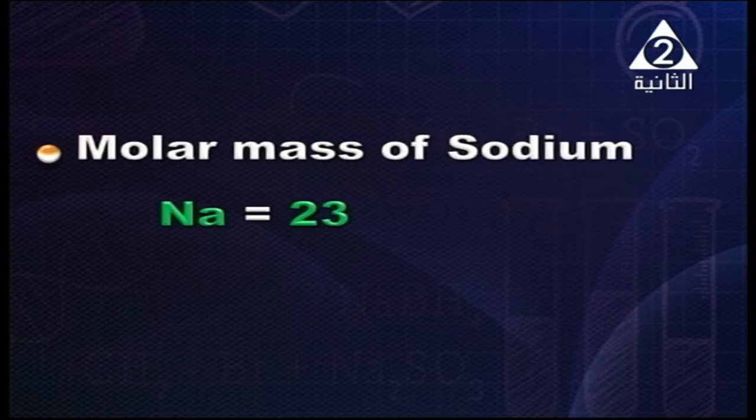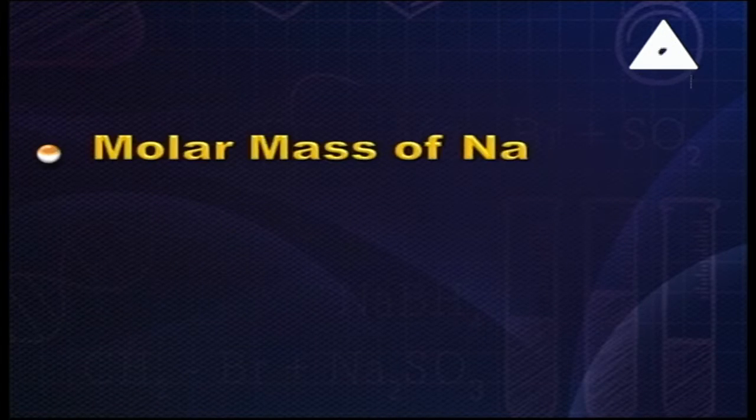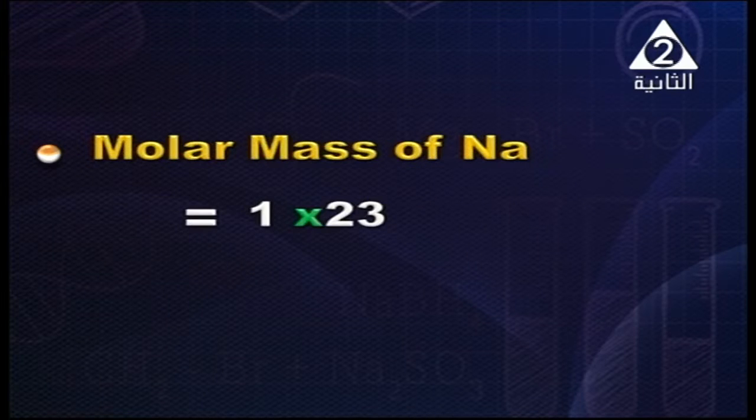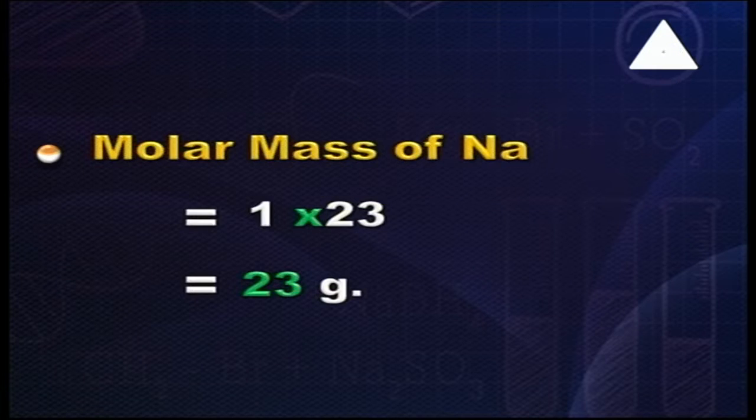Another one, the molar mass of sodium. Sodium is monatomic. What is its mass? This mass number is 23. Molar mass, yes, also 23. Why? Because it's just monatomic. 1 by 23 equals 23 grams. Good, we arrive at molar mass. Molar mass for diatomic, molar mass for monatomic, multiply by 2 or by 1.